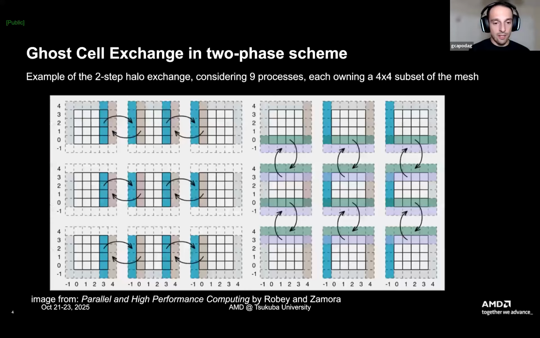So this picture here is taken out of Bob's book with Juliana Zamora, Parallel and High Performance Computing. And this is showing the halo exchange procedure considering a domain that's been partitioned among 9 processes. The halo exchange is done with the left and right neighbors first, and then top and bottom.